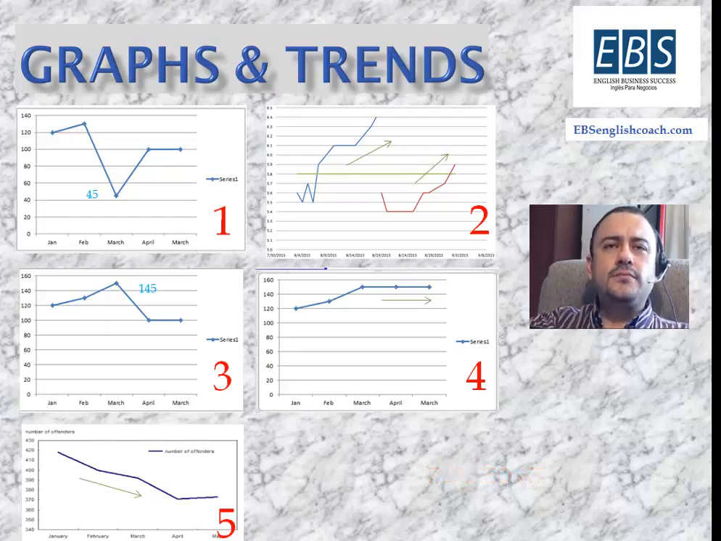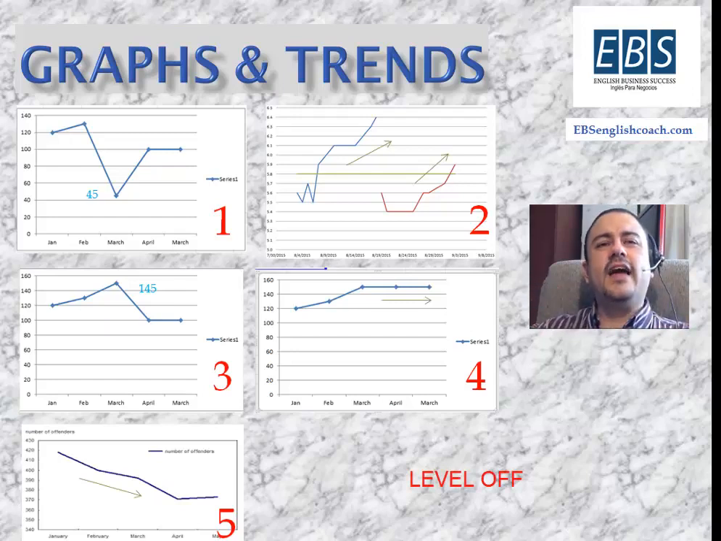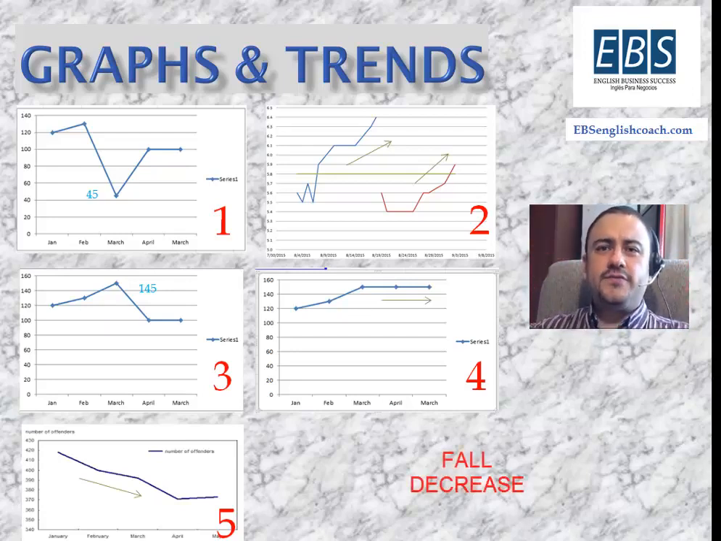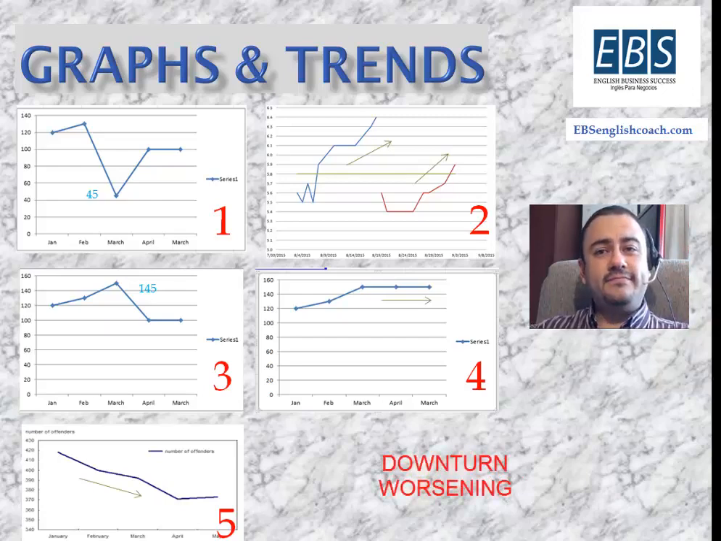Situation number 4 is a situation in which sales remained the same for 3 months. Leveled off. Sales leveled off. Excellent. Situation number 5, sales are going down, so we're describing a downward trend. 5 words for downward trends. A fall, a decrease, a downturn, worsening, right? Some of the words that we can use for situation number 5.